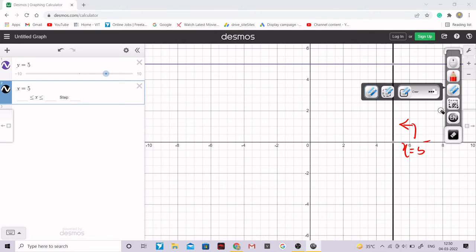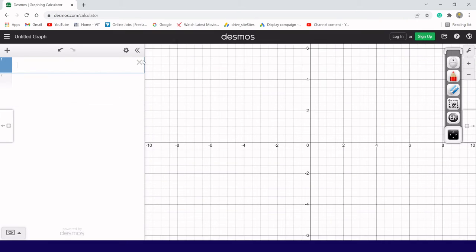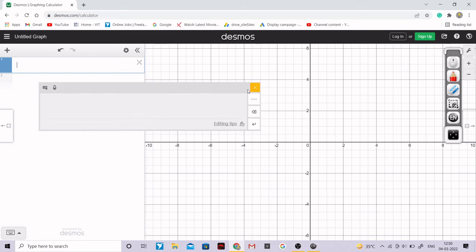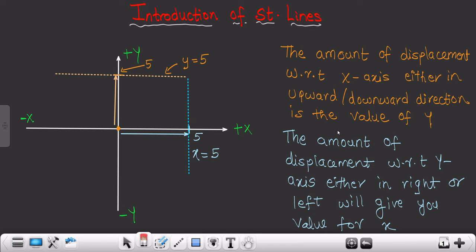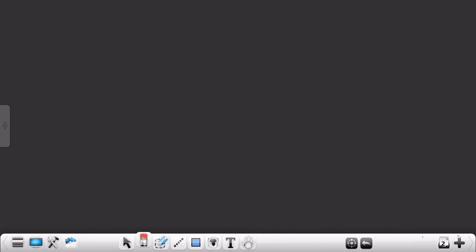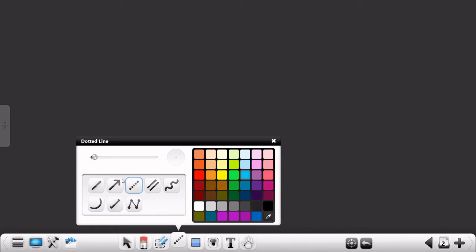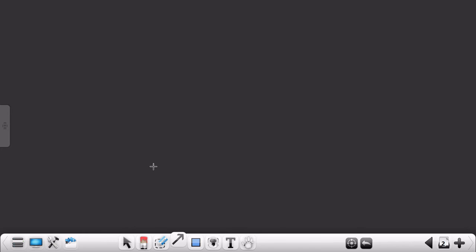So now let me erase this particular thing, and then we will try to see certain things out of it. Let me erase this whole thing as well. Let me move to this particular working board, and I will again draw the x and y axis. Let me just draw the x and y axis once again.